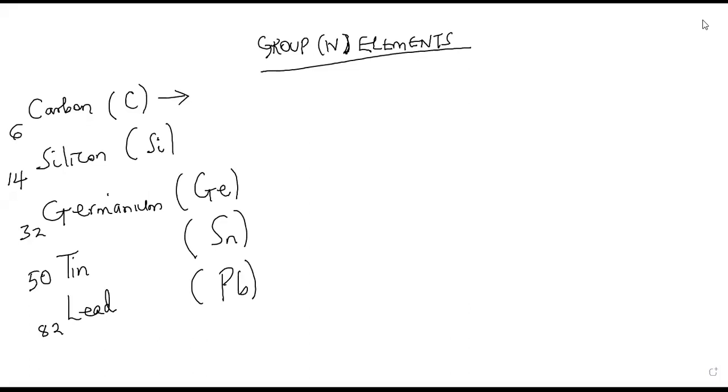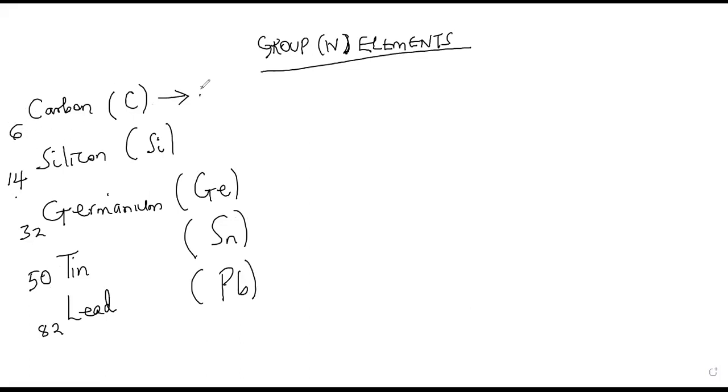The group 4 elements include carbon, silicon, germanium, tin, and lead. Their atomic numbers are 6, 14, 32, 50, and 82. With the atomic numbers, we can write the configurations.